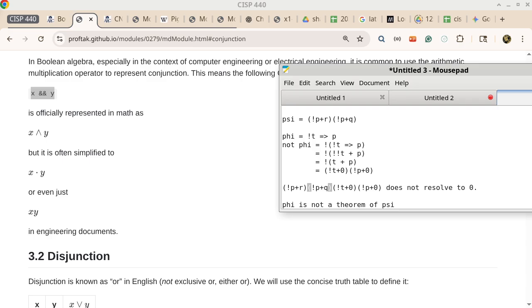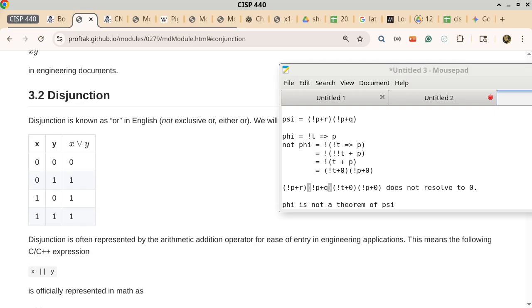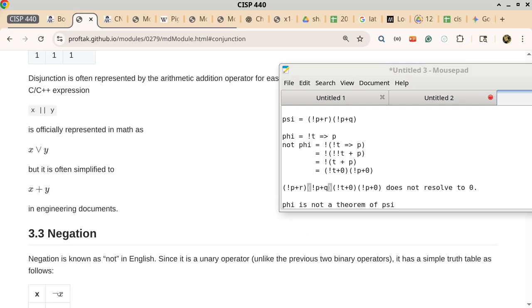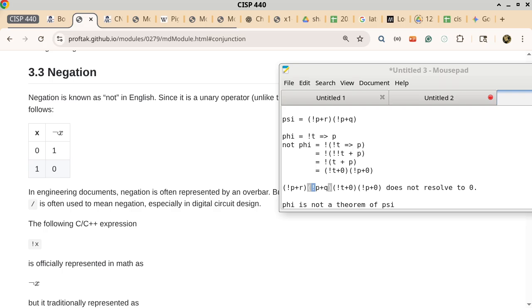How do we use plus in a Boolean expression? Disjunction can also be represented using a plus. So that's a symbol, right? And then what about negation? What about the exclamation point? The exclamation point is the actual C++ operator representing negation.